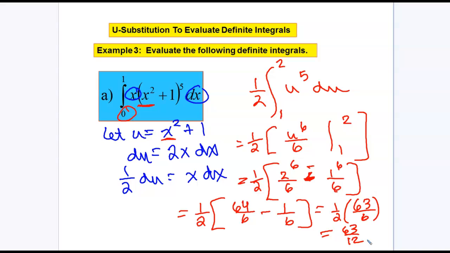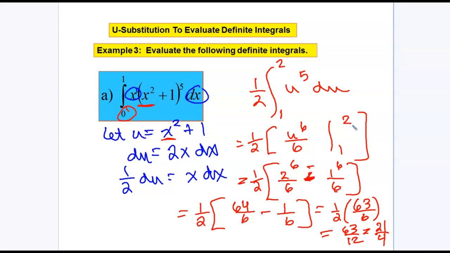And we can reduce 63 over 12 because 3 goes into 63 21 times, and 3 goes into 12 4 times. So there would be your final answer. So for U substitution with definite integrals, you do the regular U substitution, but if you change your limits, just evaluate the integral the way you have it here on the right in red, and then just use the limits 1 and 2.